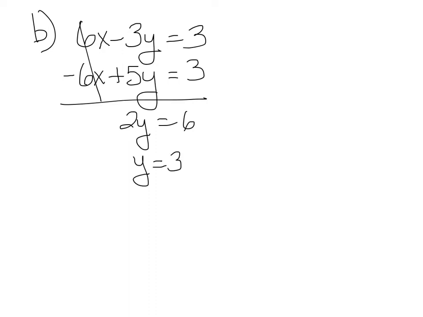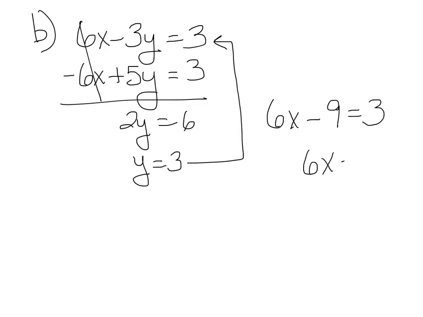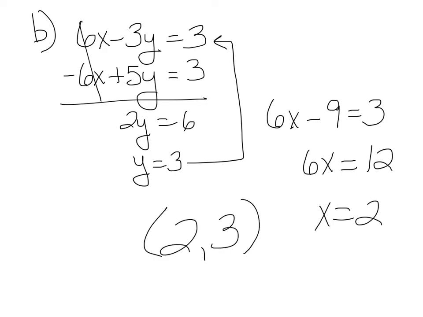So now I take this and plug it in. I'm just going to plug it into the first one. That gives me 6x minus 9 equals 3. 6x equals 12, and x equals 2. Therefore, my answer would be the point (2, 3).